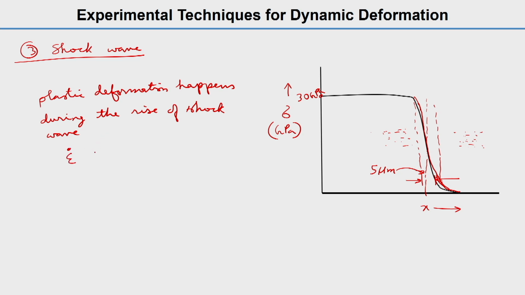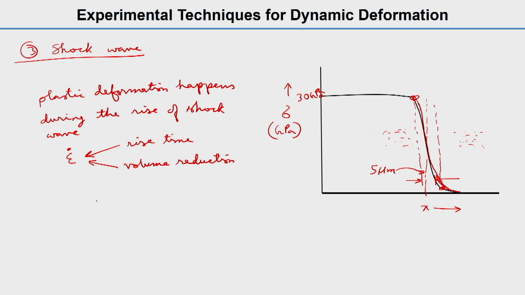So if you want to know the strain rate, that rise time, the time required for the pressure to rise from here to here, so the pressure rise time, and also the volume reduction or volumetric strain will give us the strain rate, or otherwise we can draw it like this. So these two will give us the strain rate.